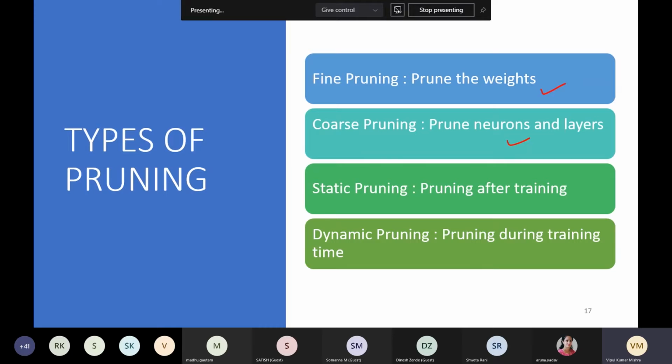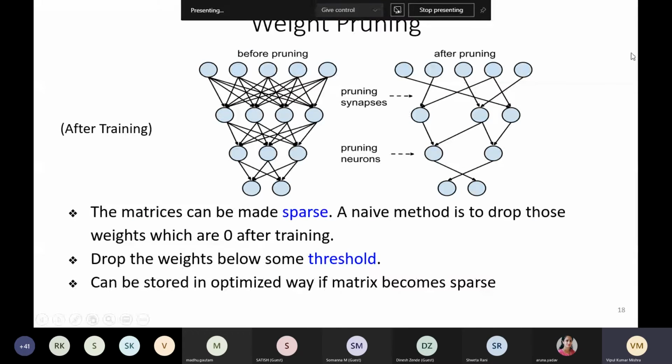Similarly, static pruning prunes the model after training: once training is done, you start the pruning process as a post-training operation. Then there is dynamic pruning, where during the training itself we figure out which nodes and kernels are not useful, and then we reduce them. So these are the varieties of pruning. Let's first understand weight pruning.